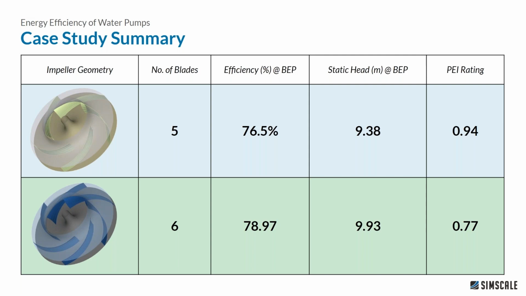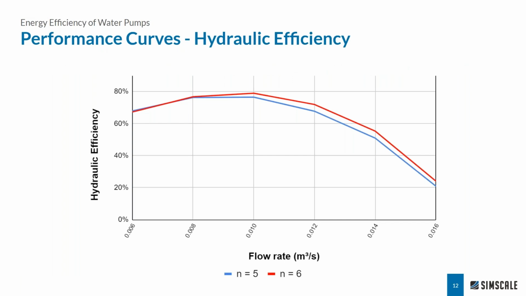But to look at the entire performance and the parameters that are relevant in terms of the energy index, we can see that the peak efficiency for these two designs is offset by about 2.5%, while the static head grows from 9.38 meters to 9.93 meters at that best efficiency point, and this results in a significant improvement in the pump energy index rating. Just for completion, here's the generated pump efficiency curve. In this case, we're looking simply at hydraulic efficiency, not the full system, but that of course can be included within your workflow.